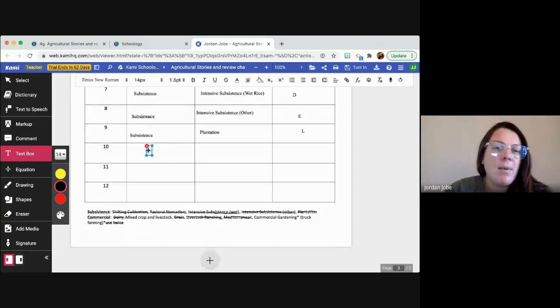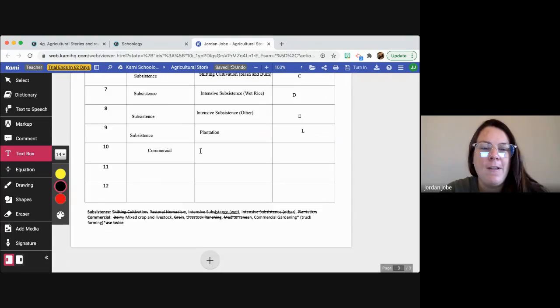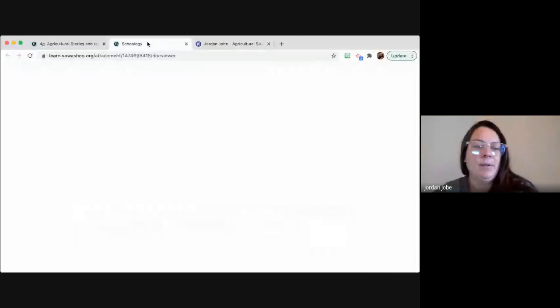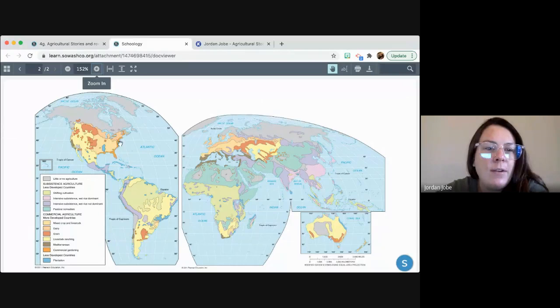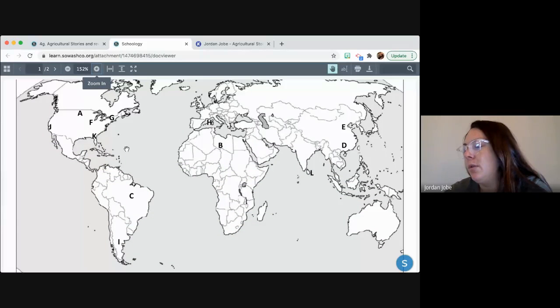Okay. We know we're talking about commercial, right? So that's all we have left. What's our type of commercial agriculture here? Mixed crop and livestock or commercial gardening? Commercial gardening. Right, and when we look at our map, commercial gardening is this bright orange color. So we see it along the coast here. Okay. And if we go take a look, what would we argue? What letter? Would that be along the coast of the eastern United States?